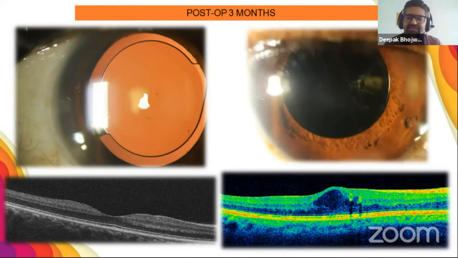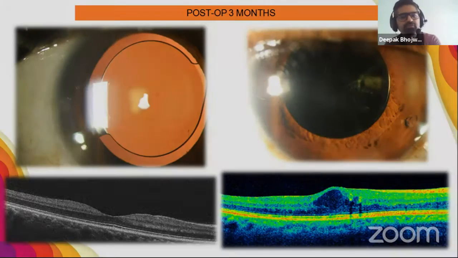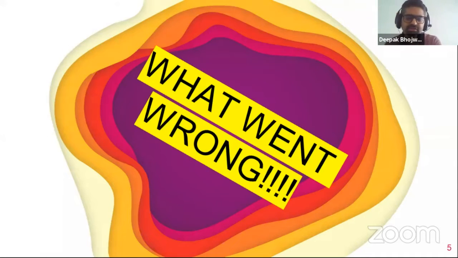But that aged lady, unfortunately, at 3 months was not happy, and on OCT we are seeing some changes happening because of retinopathy. On fundus photo, she didn't have any retinopathy to begin with. After cataract surgery, I could see some background retinopathy developing. So what went wrong? I reviewed the surgical records. The cataract surgery was flawless. It was performed by Dr. Shell, and I could not find any error during the pre-operative period or even in the first month post-operative period.